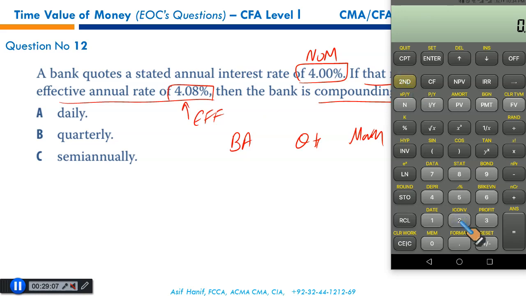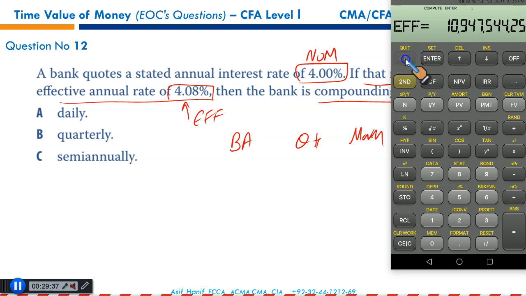Second, interest rate conversion, nominal rate is 4. Enter, up. Frequency of compounding biannually means twice. Enter, up. Effective rate would be 4.04. But it is 4.08. It means we have to increase the frequency.